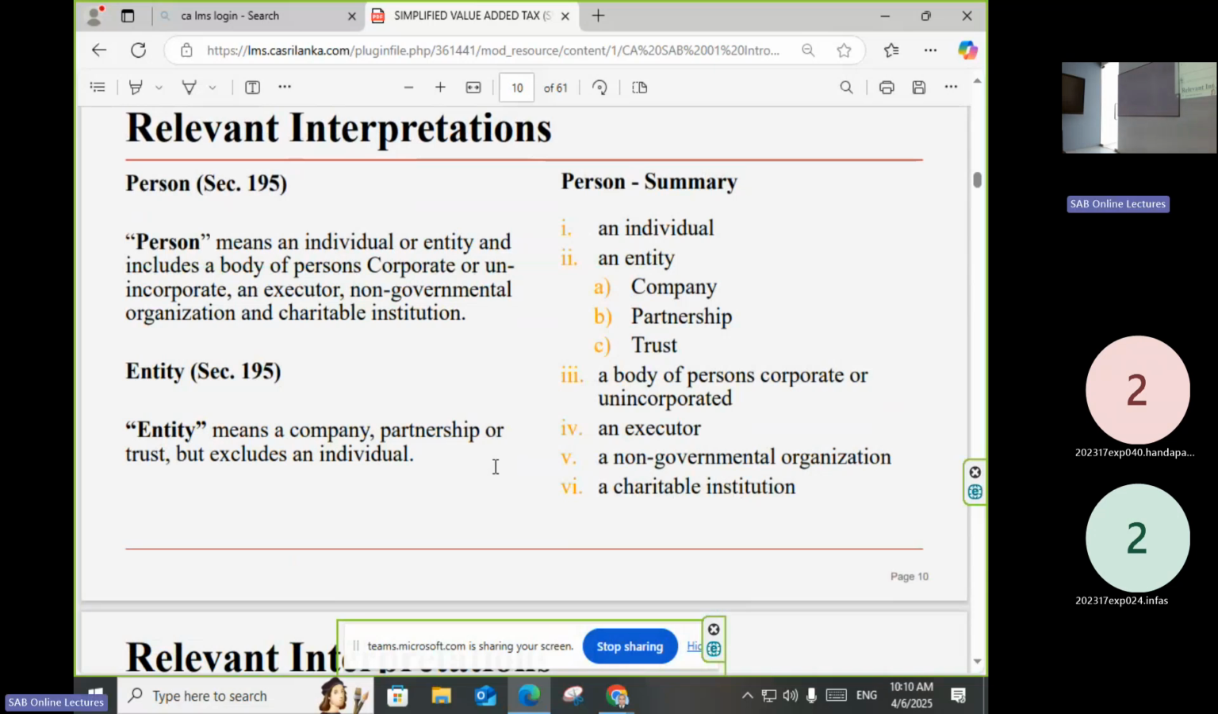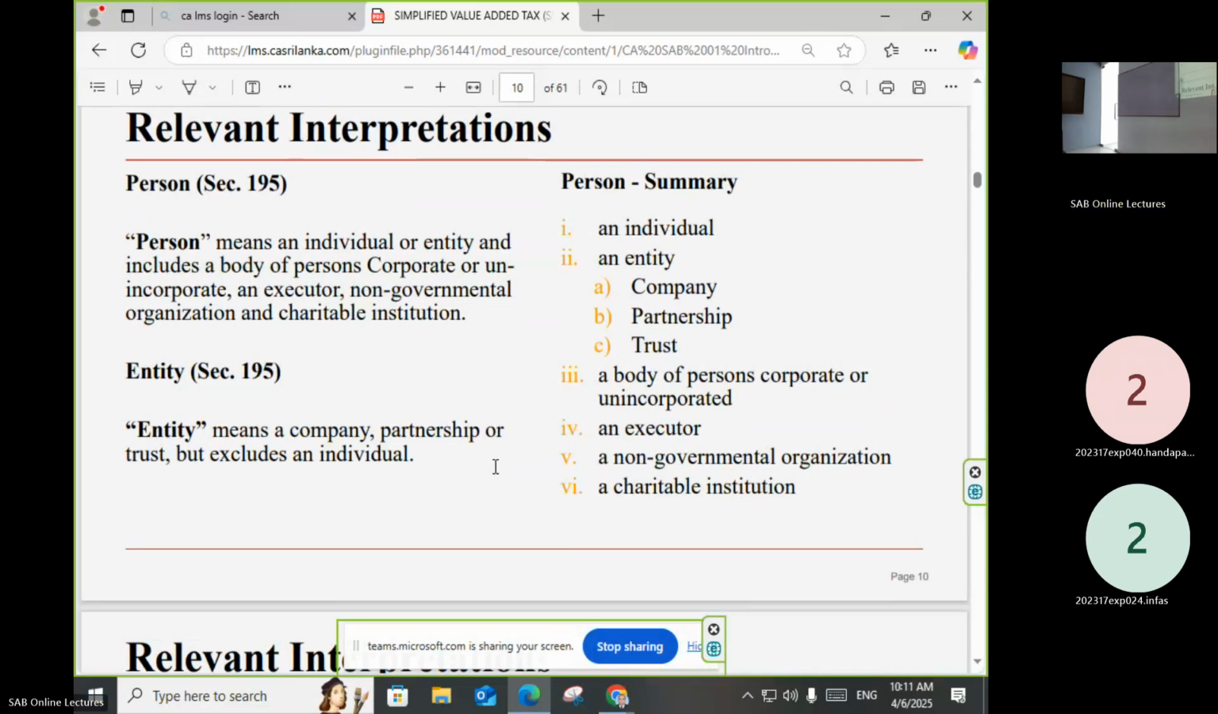A body of persons, corporate or unincorporated, what does it mean? It means a collection of persons, incorporated or unincorporated, a gathering of persons, whether registered or not.